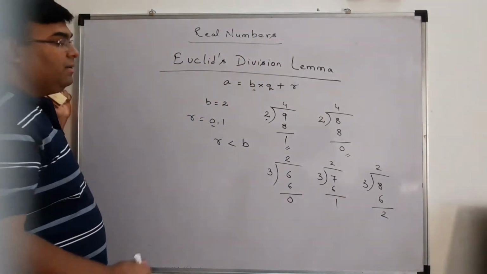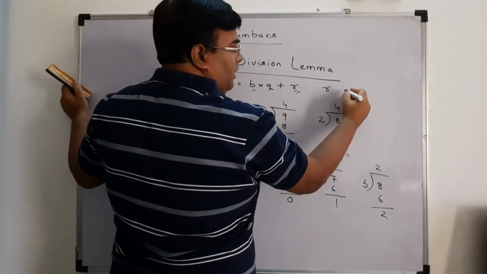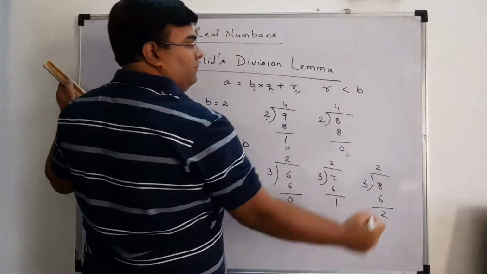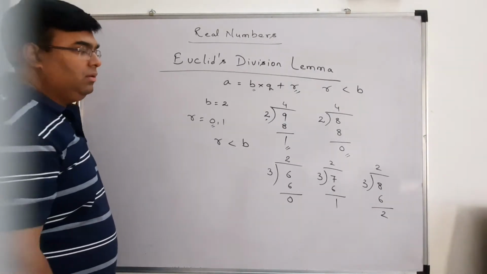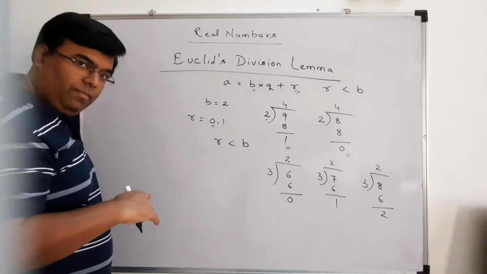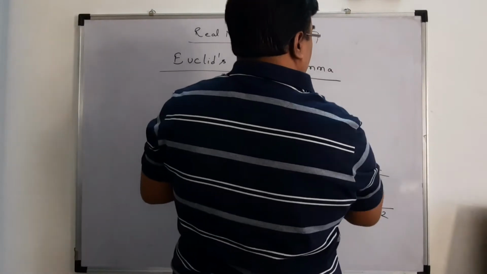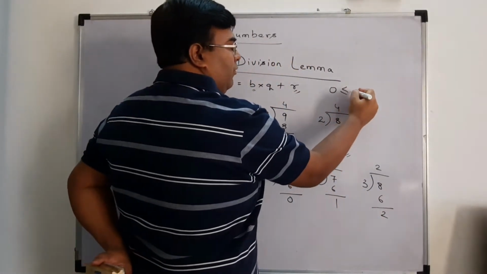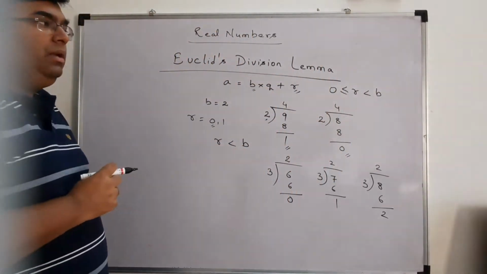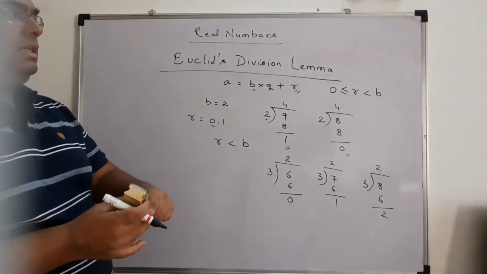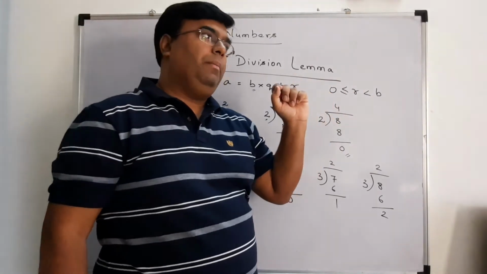So we can say that R should be less than B. It will always be less than B. It will not be equal to that number. So it will start from 0 and it will be less than B. We can write it like 0 less than or equal to R, less than B. It is not less than or equal to B, it is less than B. It will start from 0 and go up to an integer which is less than B.